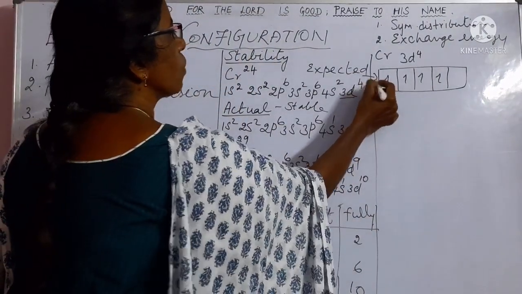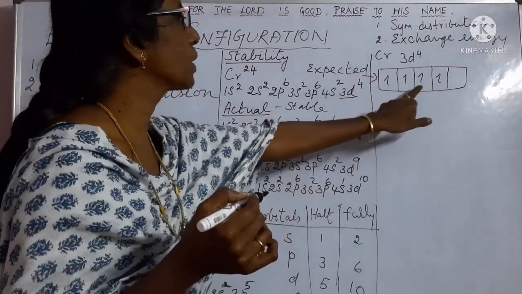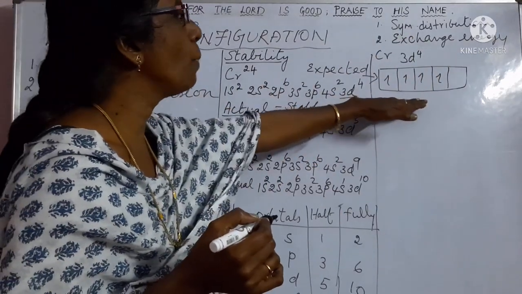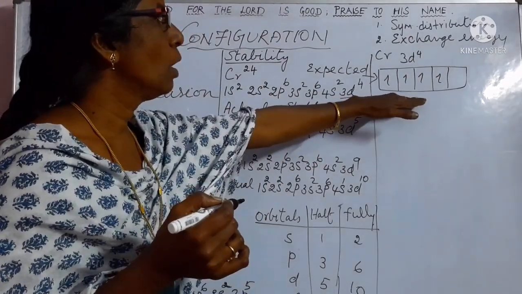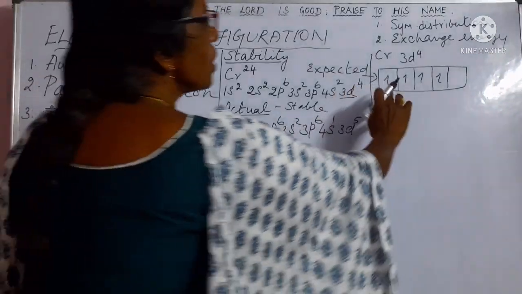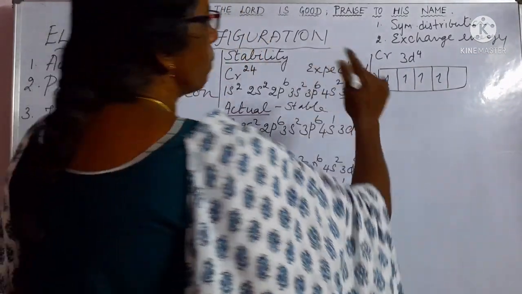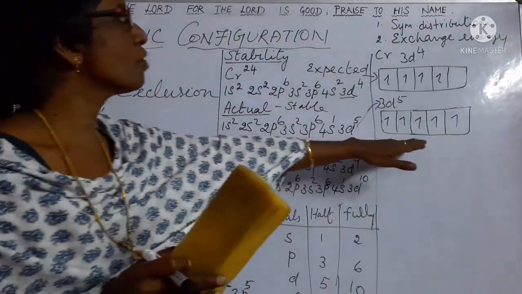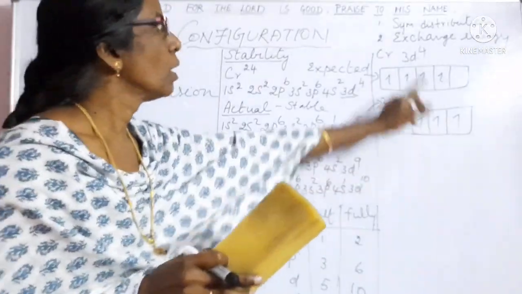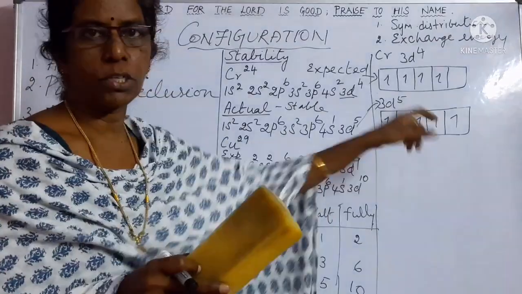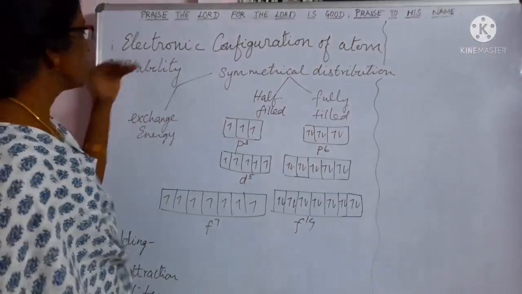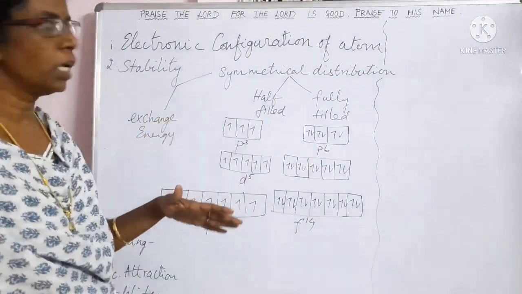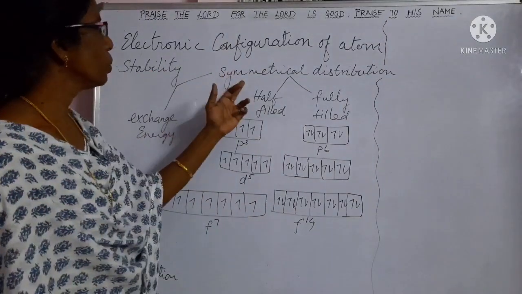So in the expected configuration, your d orbital gets only 4 electrons. This is called partial configuration. This is not symmetric distribution. One is empty. But symmetric distribution means this is called symmetric distribution of electrons.